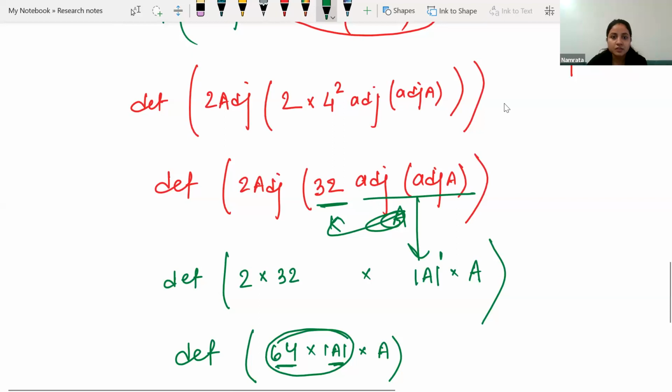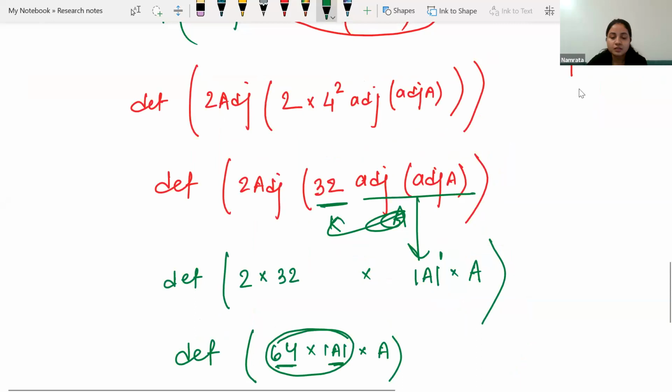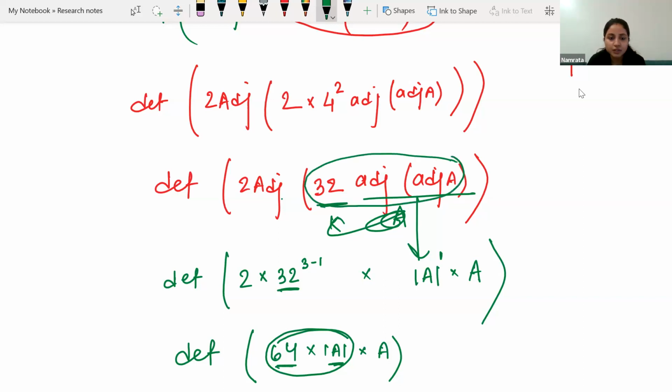Ma'am, we have not raised 32 to n minus 1. So 32 raised to 3 minus 1, 32 square. Okay, here 32 to the power n minus 1, that means 3 minus 1, we have not written. That's what you are saying? Yes, ma'am. Yes, we will be taking that adjoint of this all together. Okay, yeah, one adjoint was here, which I have not taken into consideration.